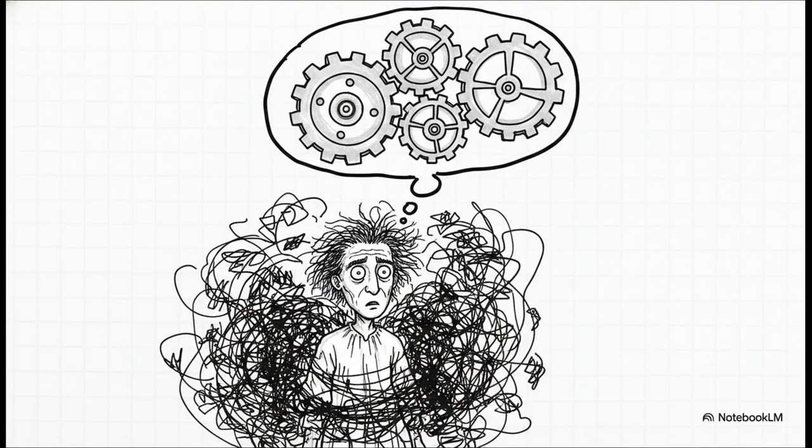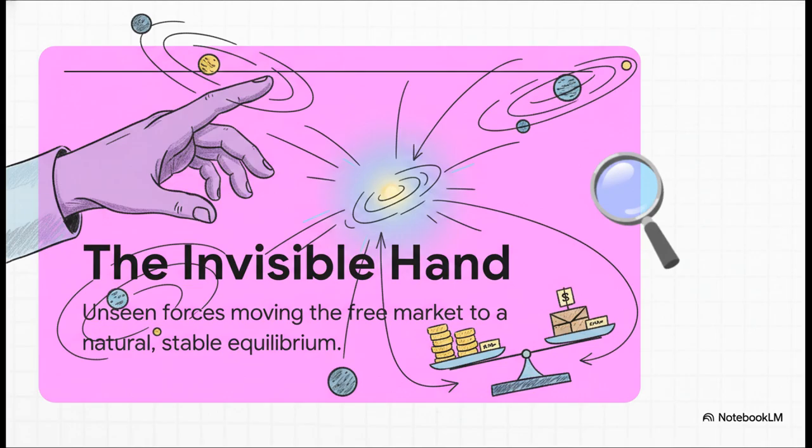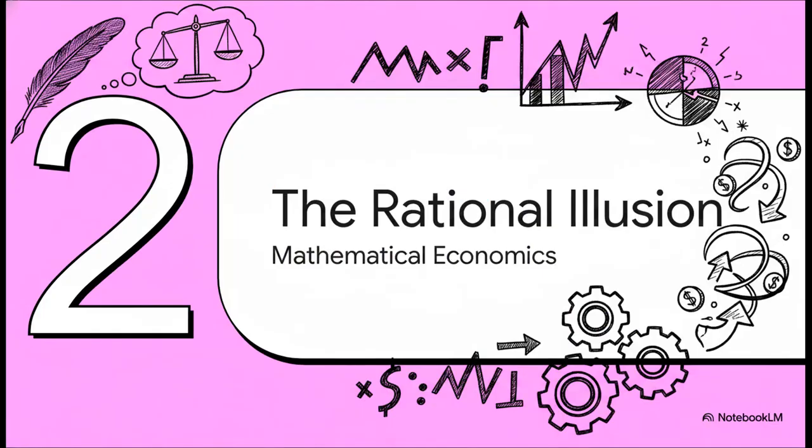You've probably heard of Smith's most famous concept, the invisible hand. He essentially took Isaac Newton's concept of gravity and applied it directly to society. Just like gravity forces the planets into a stable orbit, Smith theorized that the unseen hand of the free market forces prices and supply into a natural, stable equilibrium. It was a beautiful, deeply comforting thought, honestly. It transformed the messy, unpredictable marketplace into this highly rational, stable Newtonian machine that always returns to a state of perfect balance. Which brings us to Section 2, the rational illusion, mathematical economics.